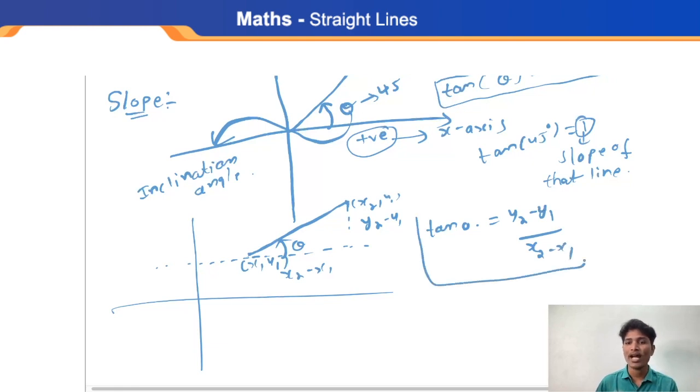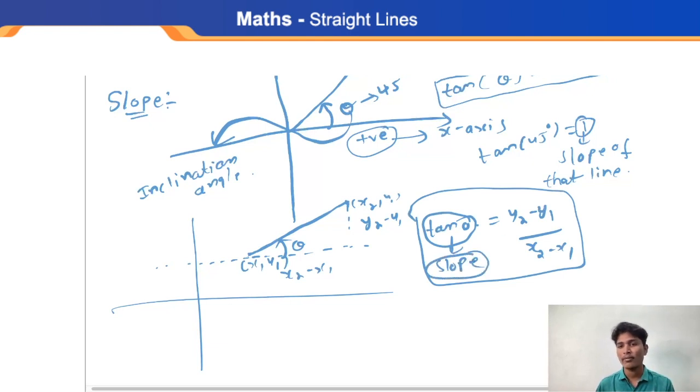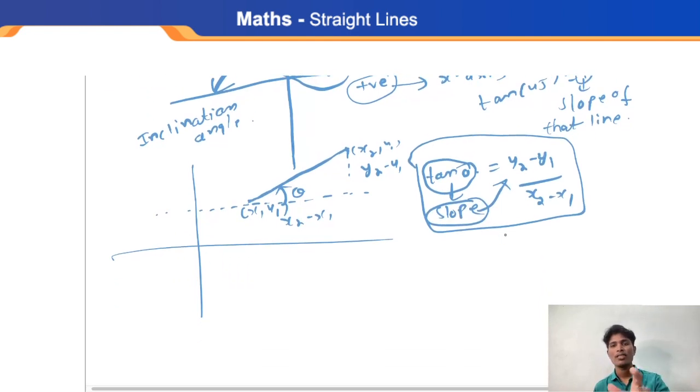This is equal to tan theta. And what is tan theta here? This tan theta is equal to slope. So what can I write? Slope is equal to tan theta. And what is slope? y2 minus y1 divided by x2 minus x1.